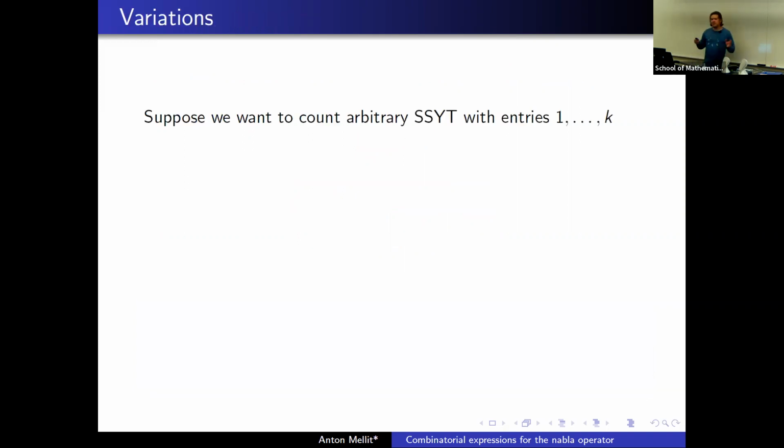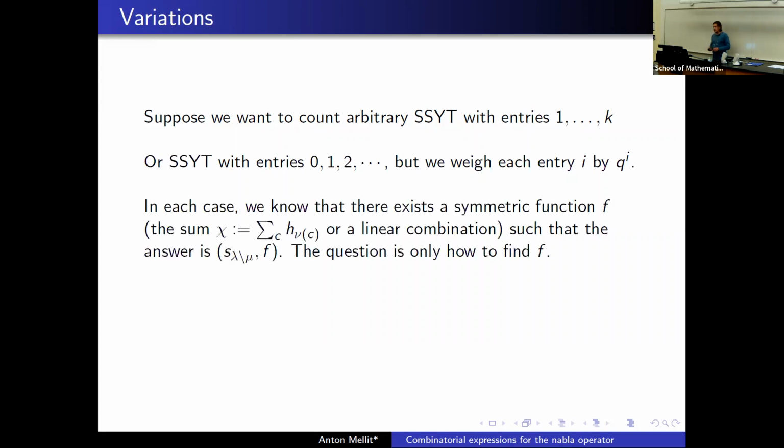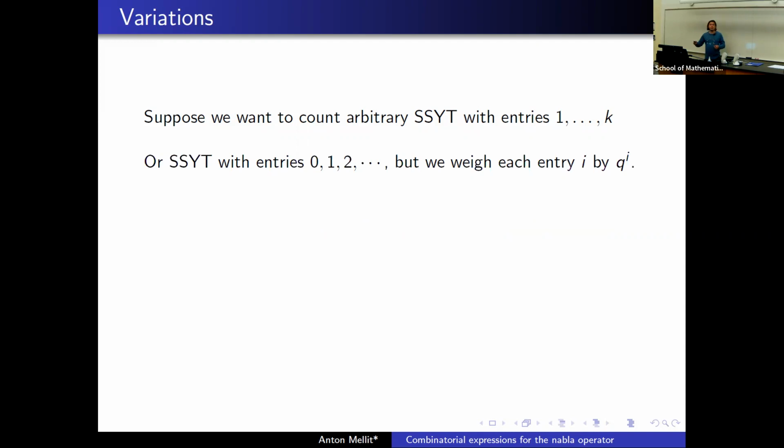Okay, now suppose we want to count some other kinds of semi-standard Young tableaux. For instance, you fix the set of possible entries, but you don't fix the multiplicities. Say the entries are from 1 to k. Or another version of this problem: suppose you want to count semi-standard Young tableaux with non-negative integer entries, but each entry is weighted by the corresponding power of q.